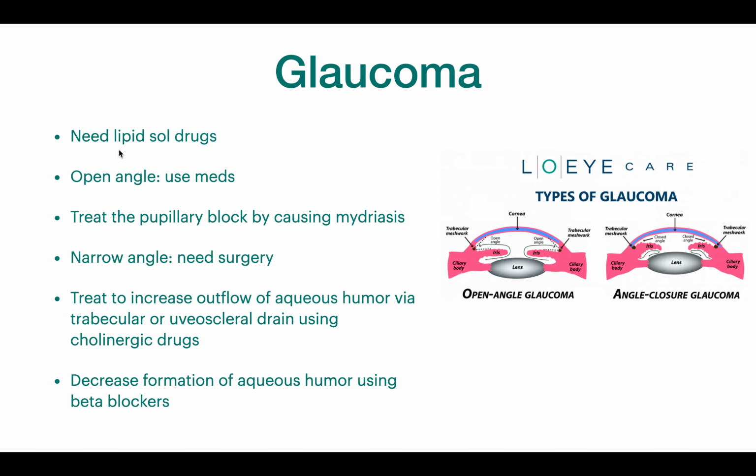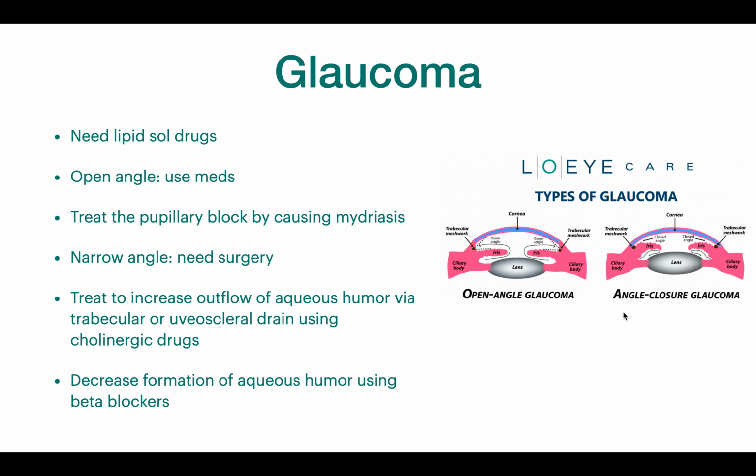Glaucoma. So you need to give lipid-soluble drugs so they can penetrate the cornea. In open-angle glaucoma, that means the angle is bigger than, I want to say like 45 degrees. You use medication to decrease the amount of aqueous humor produced. So you want to treat that pupillary block by causing mydriasis. In narrow-angle glaucoma, you're going to need surgery to drain.